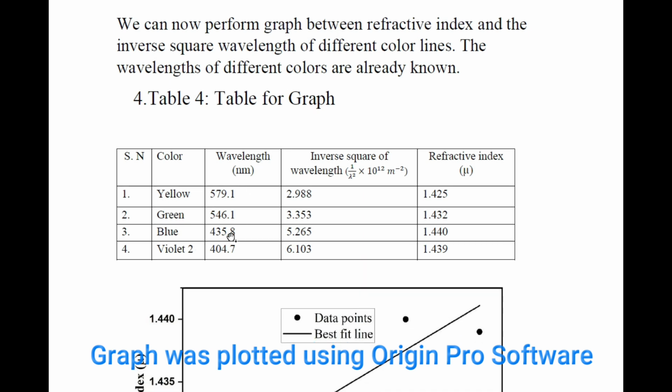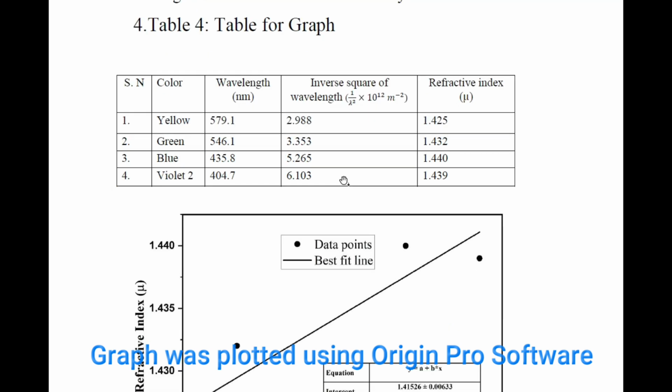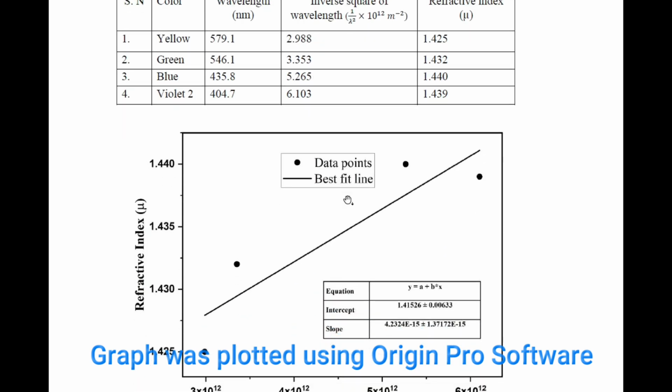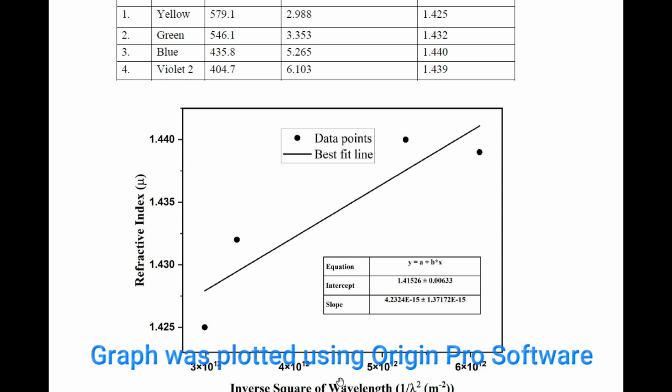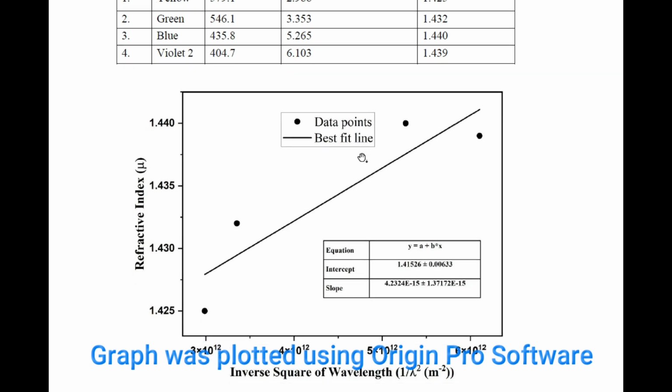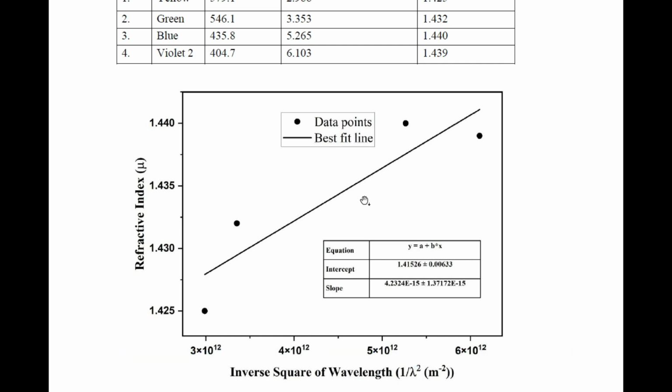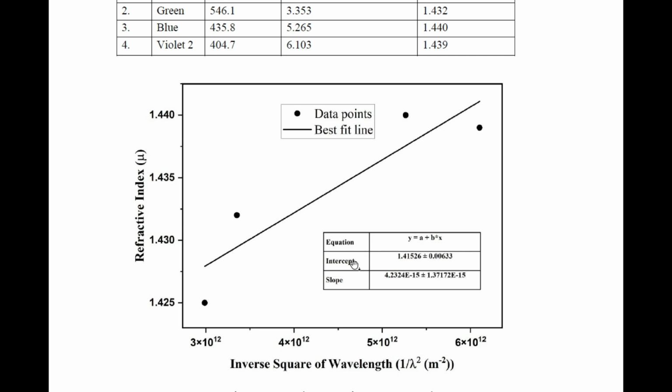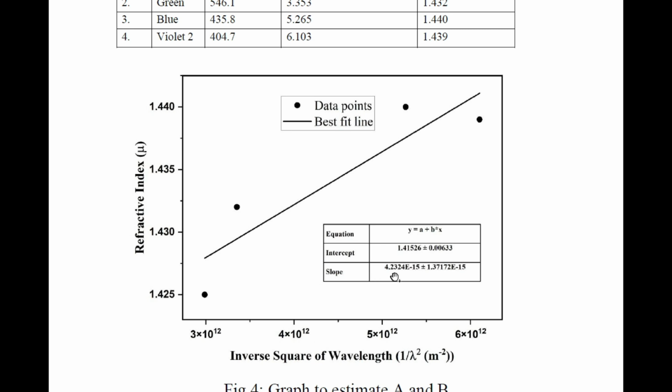So we have the wavelength in nanometers, given from the table in the simulation page, and this is the inverse square of the wavelength. We have to plot a graph between refractive index and inverse square of the wavelength. I am doing the best fit for the data. This is the best fit line, y equals mx plus c, and what we found is that the intercept was 1.41526, and the slope was 4.2324 times 10 to the power minus 15.